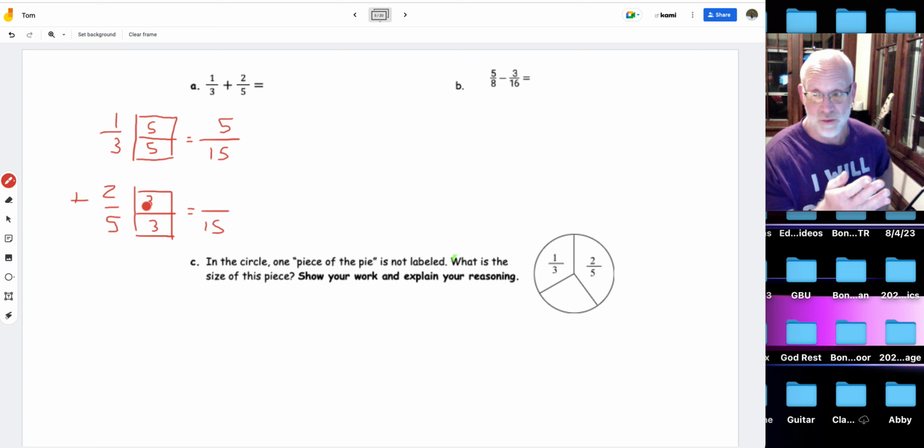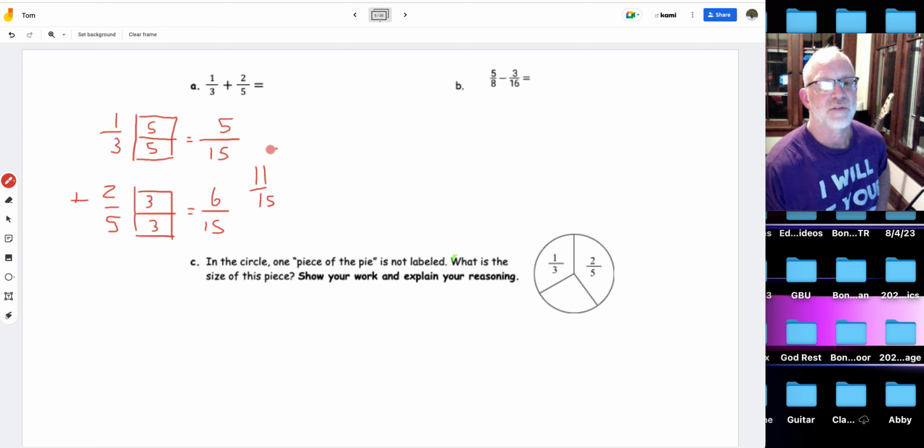Because 3 over 3 is 1. 5 over 5 is 1. You can multiply anything by 1, right? And then 2 times 3 is 6. I added those up. 5 plus 6, we have 11 out of 15.